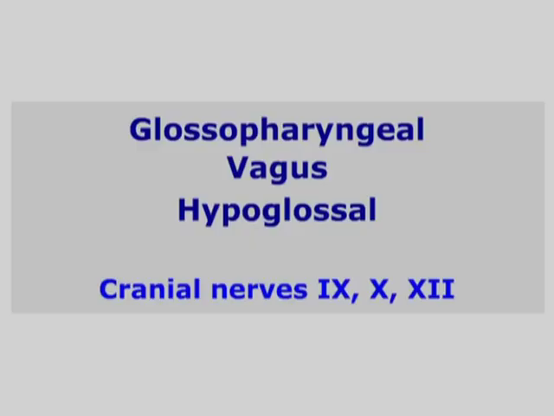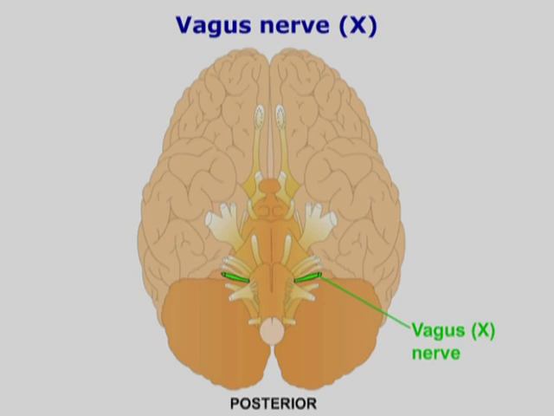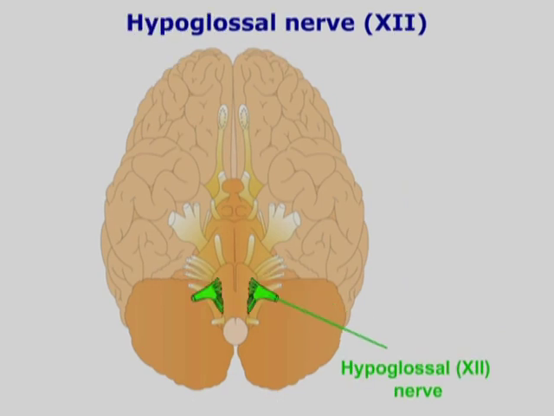The 9th, 10th, and 12th cranial nerves: the glossopharyngeal, vagus, and hypoglossal nerves. These 3 cranial nerves are normally tested together because of their close associations in terms of origins and functions. Their nuclei are in the medulla oblongata, and they supply mostly areas of the mouth, pharynx, and larynx.